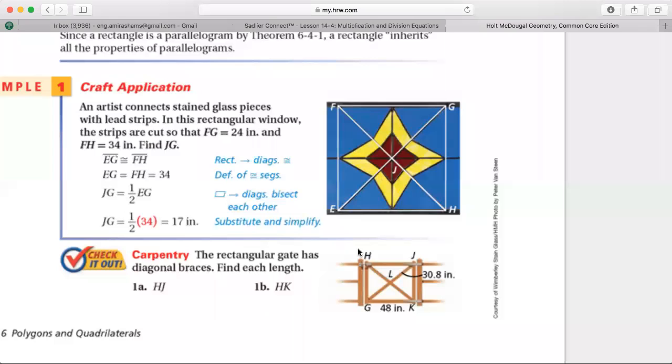You have a triangle here, a rectangular gate has diagonal braces, find each length. They want to get HJ and they want to get HK.